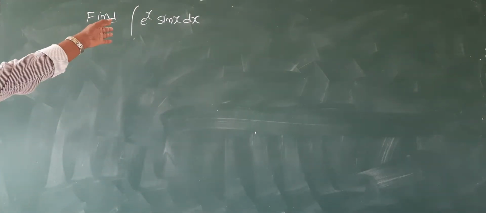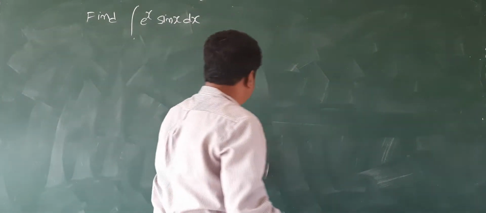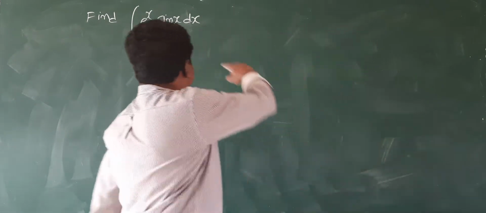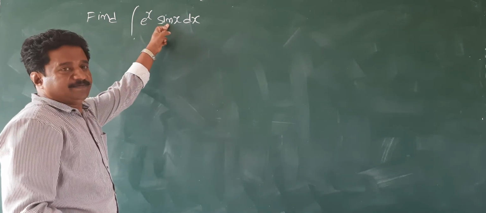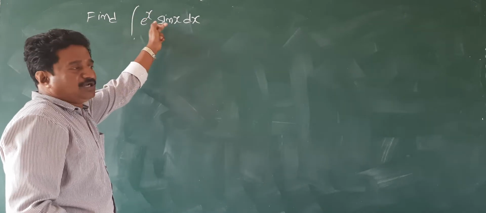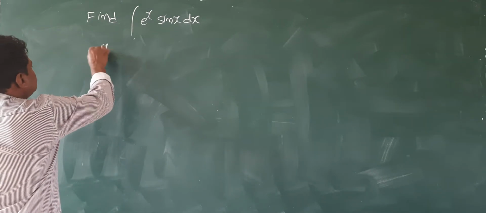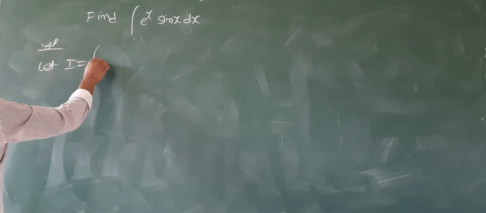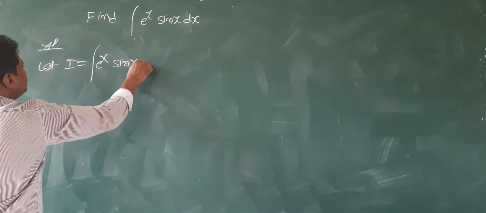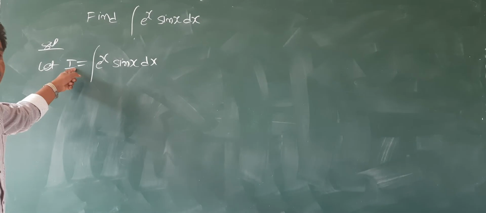You look at that integral carefully, students. You observe that integral carefully. So clearly, the given integral contains exponential into trigonometric. Name this by I. First you name that by I. Solution: let I equals the integral of e power x into sin x dx. So name that integral as I.